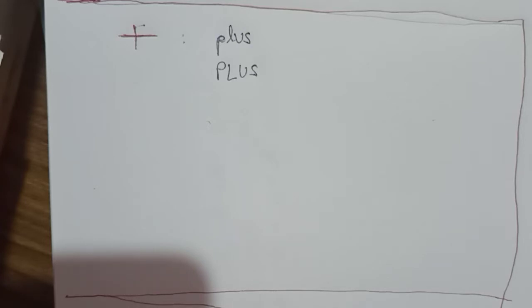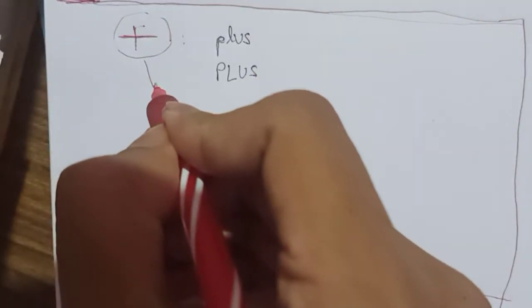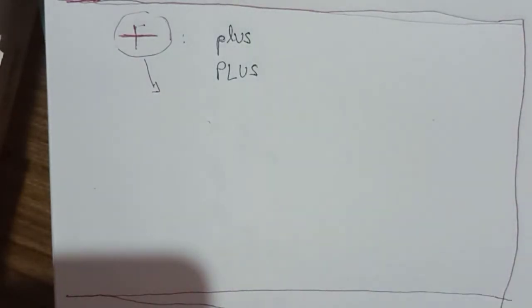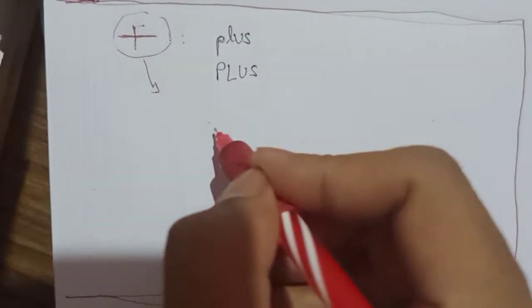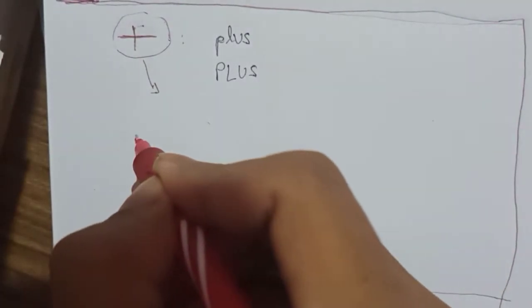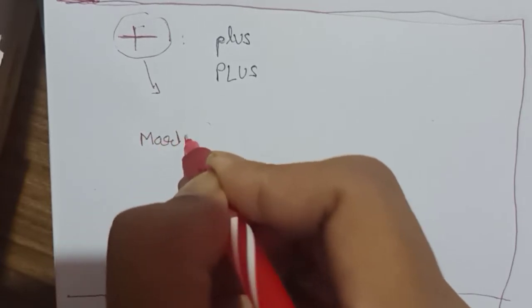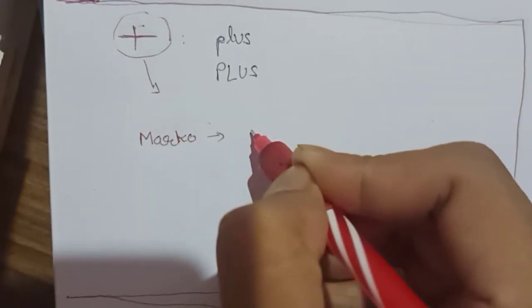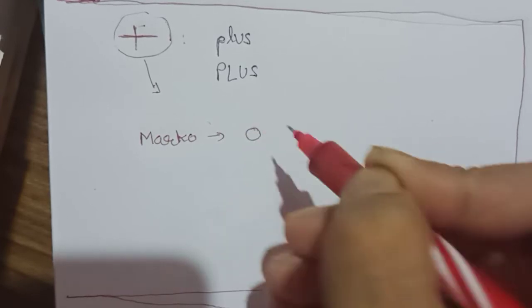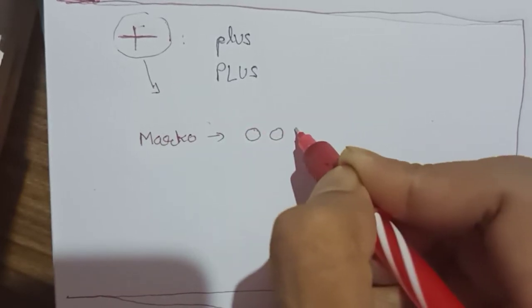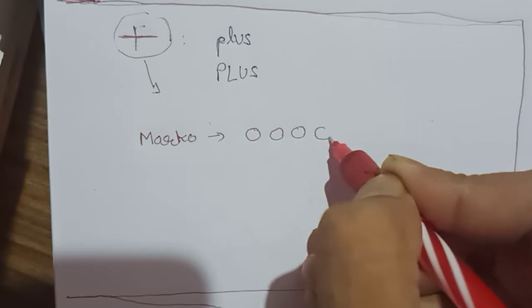Okay, see, pay attention. What this sign does is it does addition. It means, for example, Marco has four apples. This is one apple, this is two apples, this is three apples, and this is four apples.